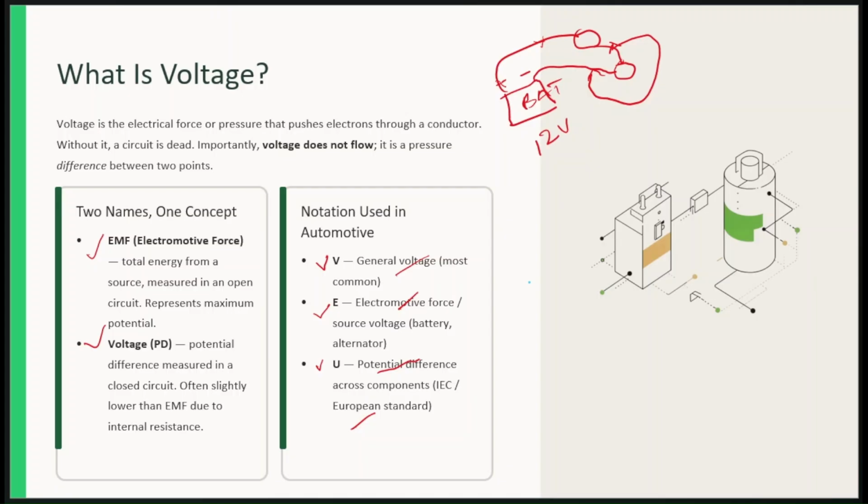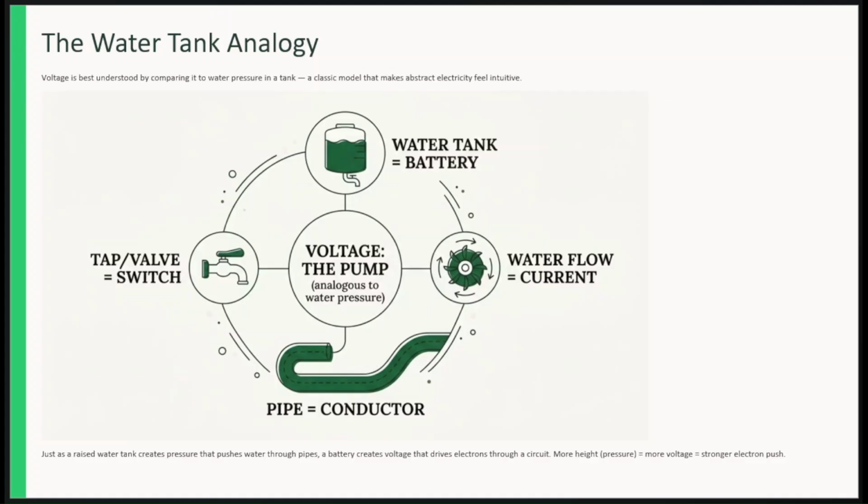Now let us understand the concept of voltage using a water tank analogy. In this, the water tank can be considered as the source of power, or a battery. This tap can be considered as a switch. The pipe, obviously, carries the water; in our electrical system, it is a conductor. How much water is flowing is known as current.